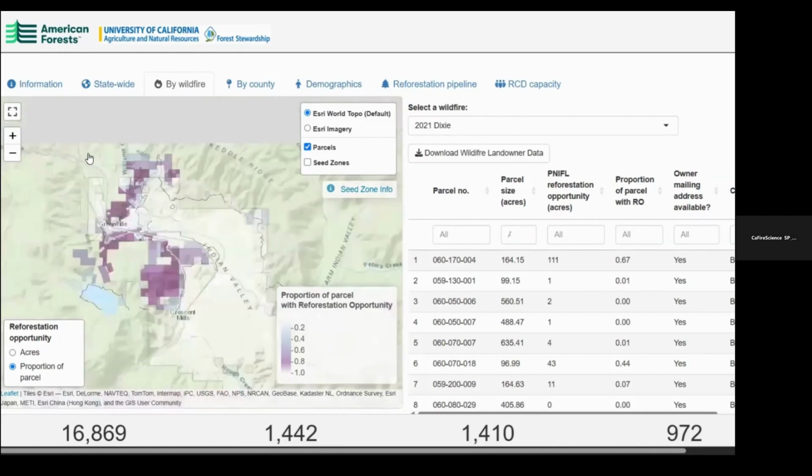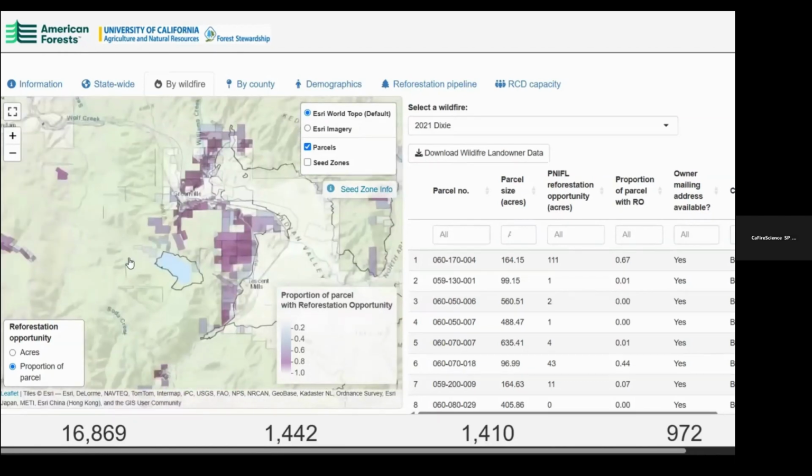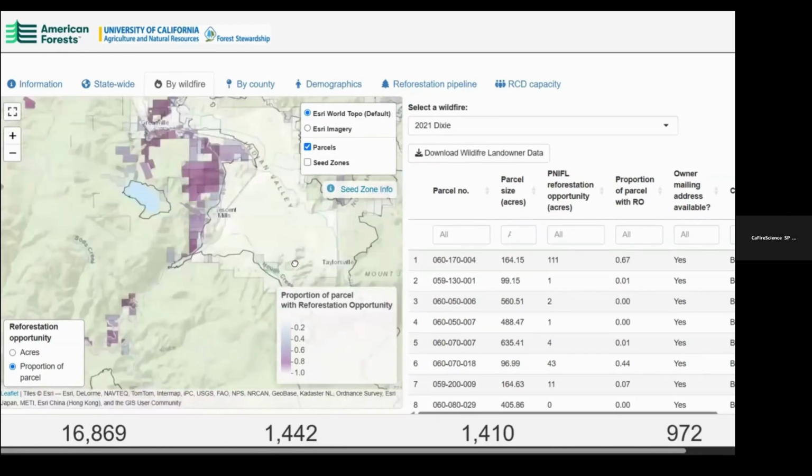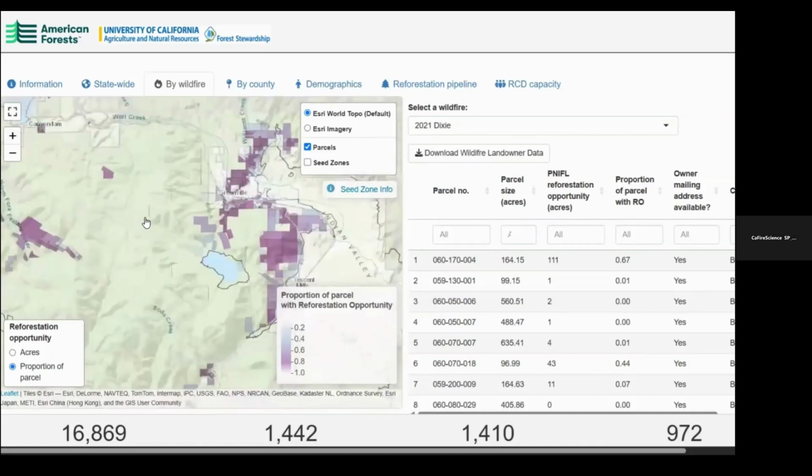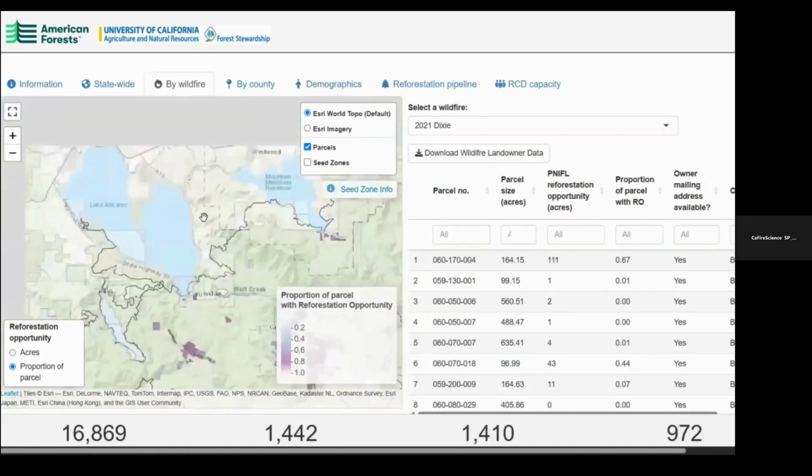And just one other property. So zoom out of Greenville. We did a bunch of work on these parcels. All of these we treated. It's just really cool to look at this app and see that the stuff we picked had a high proportion of need for reforestation.